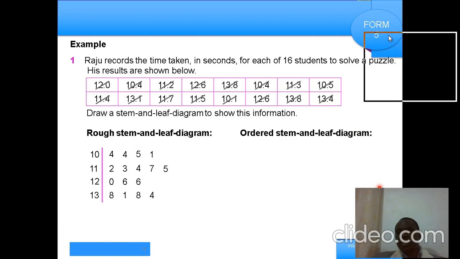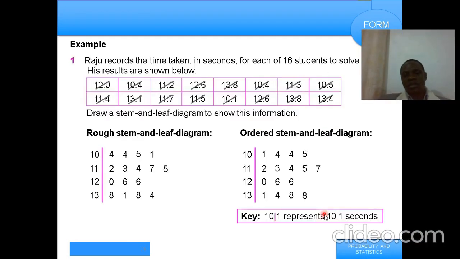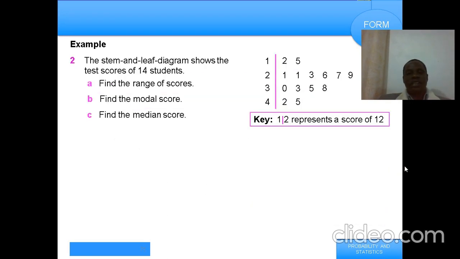You can put your order now. So then you order it. Oh wow. Then you order it. So 10, 1 represents... Remember, there is a key always. The key is 1 mark. So you have it. All right. So that's it. Then there's an example here.